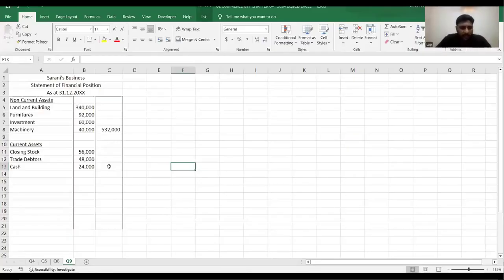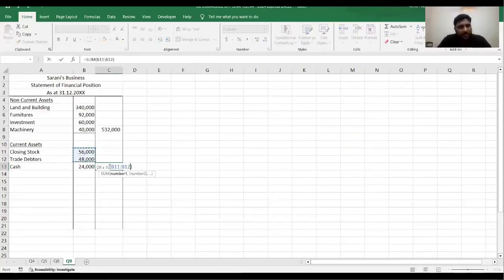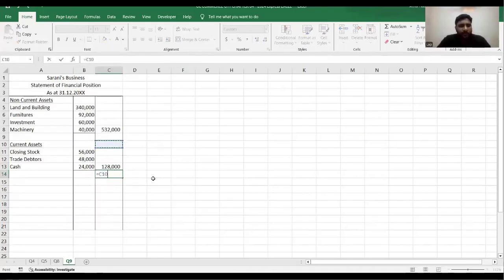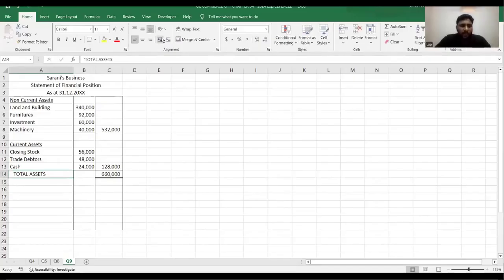So let's take the total of current assets. It is 128,000. Now let's take the total asset value. Total assets 660,000. So we are done with one side.